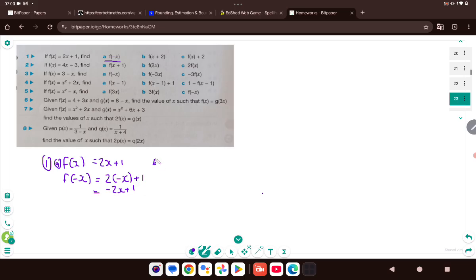Part B, want the f of x plus 2. This time we're replacing this x here with x plus 2. Let's expand your brackets. And part C, we've got the function add 2, which is just 2x plus 3. Question 2.